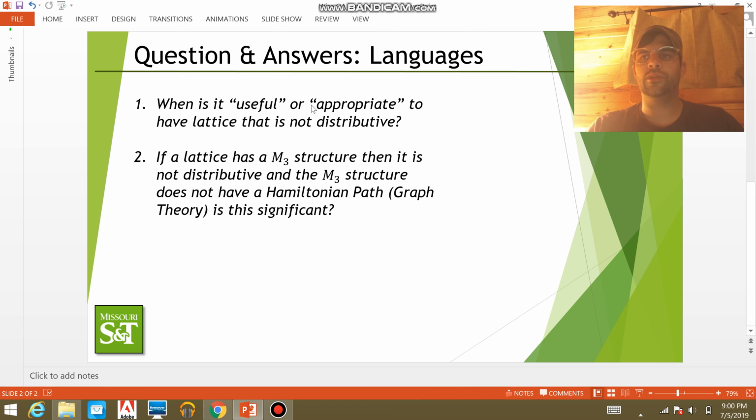I didn't know if there was a process for finding the M3 structures within lattices, because if you have lattices that are infinitely tall, specifically like for powers, like in the example given in class, how would you find that M3 structure? And if you could find it, could you transfer that over into a part of graph theory for finding Hamiltonian paths, or saying that there's not one within the set of vertices and edges? Anyways, I just didn't know if that was significant or not.